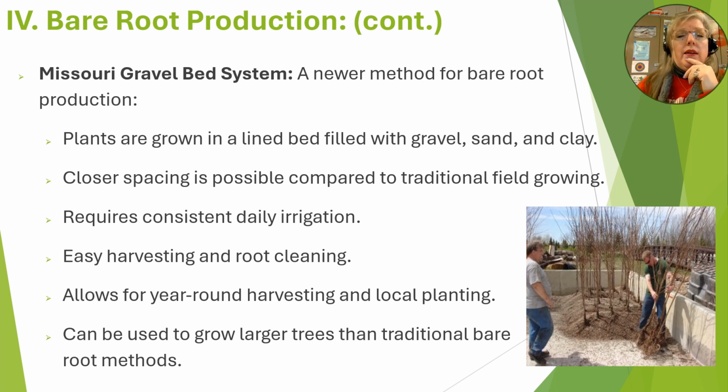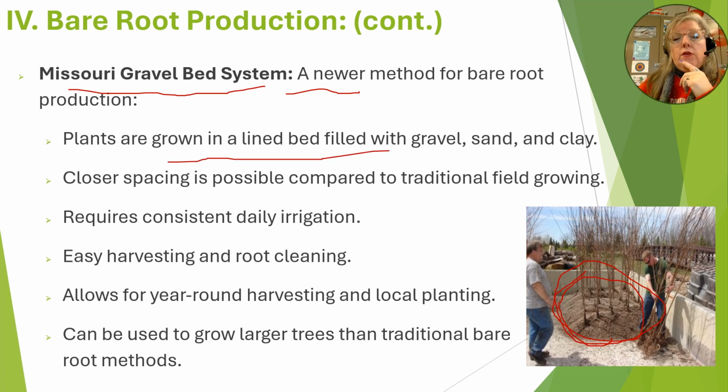Now, this is something relatively new. It's called the Missouri gravel bed system. It's, like I said, new. But look what they got going on here. Okay? Look at that. So these plants are growing in a lined bed that's filled with gravel, sand, and clay. They have a lot closer spacing because they're not really in the ground, but you have consistent daily irrigation, because if this is sand and clay in here, you're going to have to water these puppies every single day.